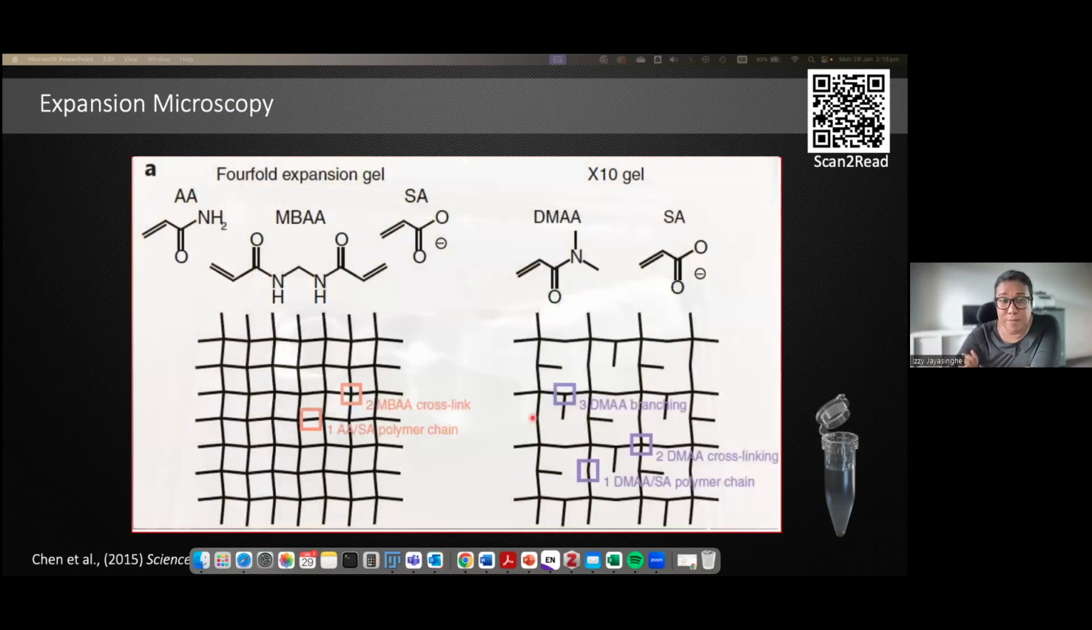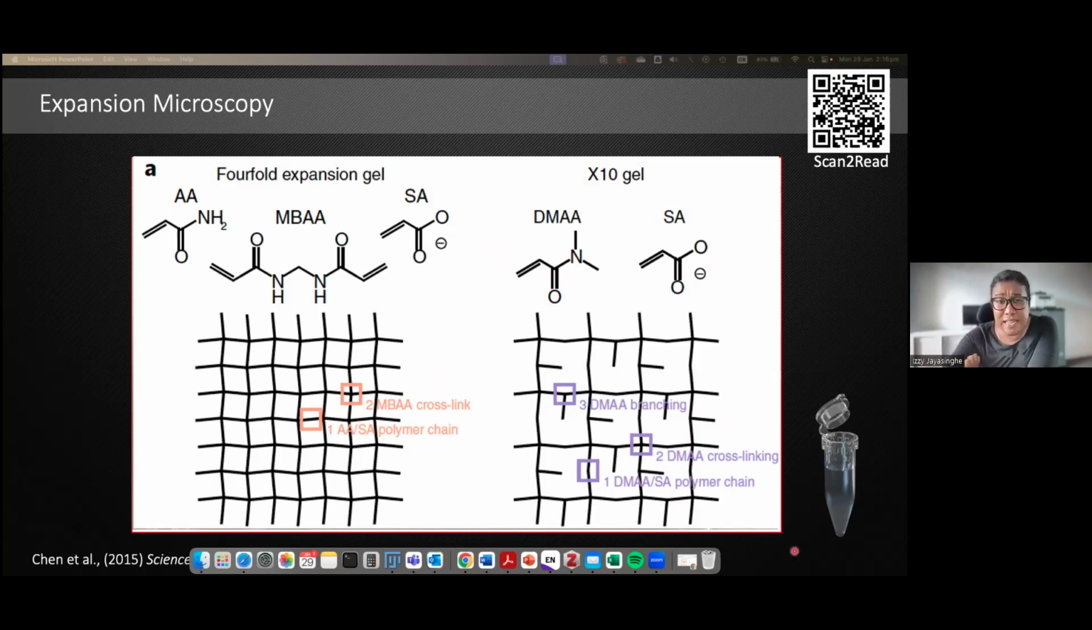Now, in this talk, I'm not going to talk too much about the chemistry, but this is just to show two other recipes that we use commonly. One allows a linear expansion factor of four times, and the other one allows a 10-fold expansion. The main difference is that here we're trying to polymerize a gel that is highly branched, but you can achieve higher levels of expansion by mixing and matching protocols. There are versions called iterative expansion and so on. So the idea is to distend and inflate that sample as much as you can.